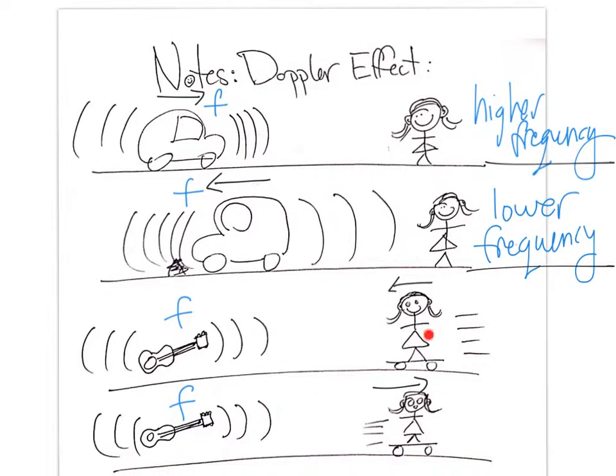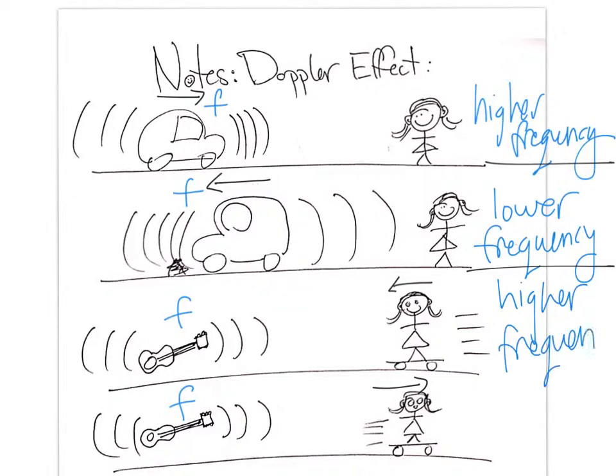So, down here, we have a stationary source of sound, and you, the listener, are moving towards it. Notice how you're going to pass by more waves per time. You therefore hear a higher frequency.